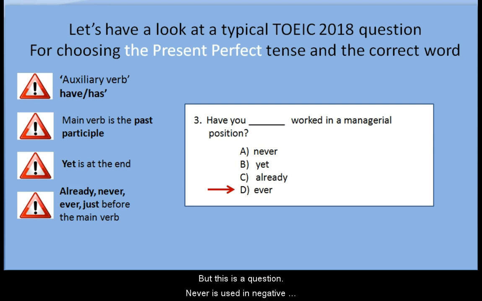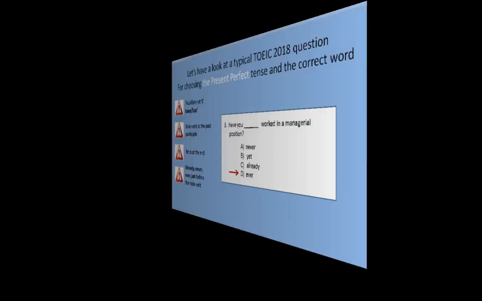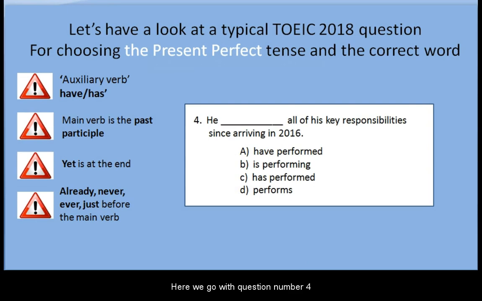But this is a question. Never is used in negative style sentences, and already is used in affirmative sentences. So it's answer C. It's true some native speakers make the mistake of using already in questions, but we have to choose the best answer. Have you ever worked in a managerial position? Here we go with question number 4.